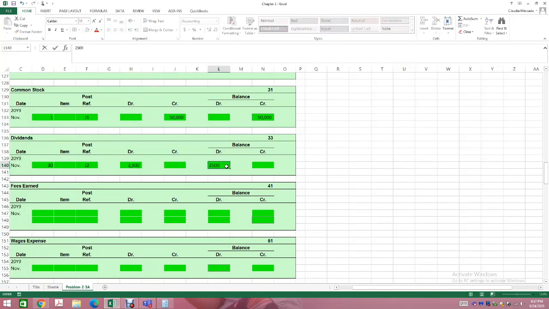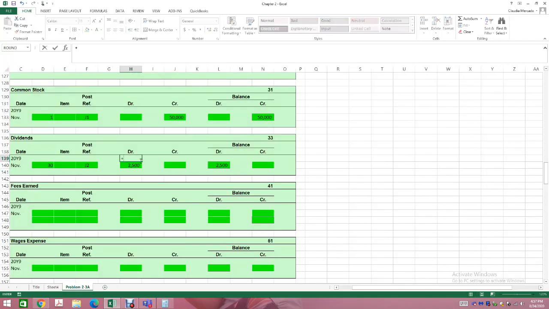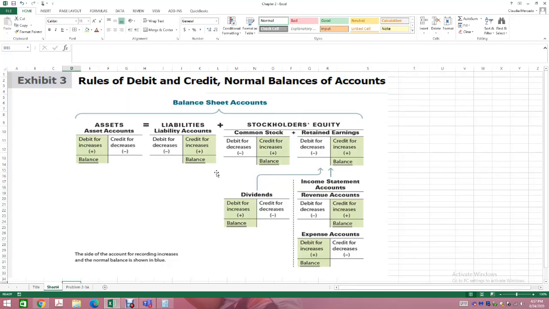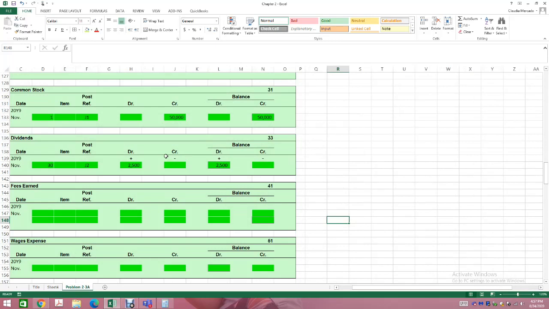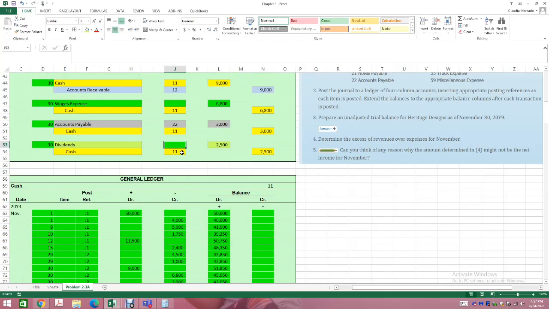Debit balance. If you look at your dividends account, dividends: debit increase, credit decrease. So you can put here debit increase, credit decrease for dividends. All I'm doing is bringing the information from my rules of debits and credits over to my ledgers, that way I know if a debit needs to increase or decrease. Then I need to go back and enter account number 33 on my dividends account.